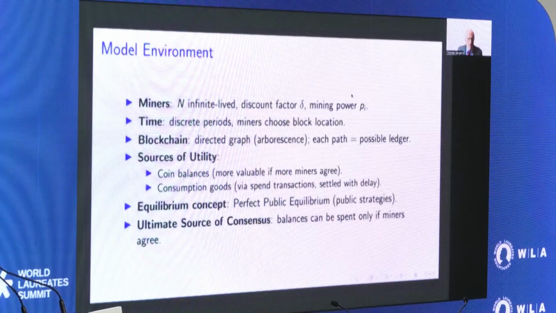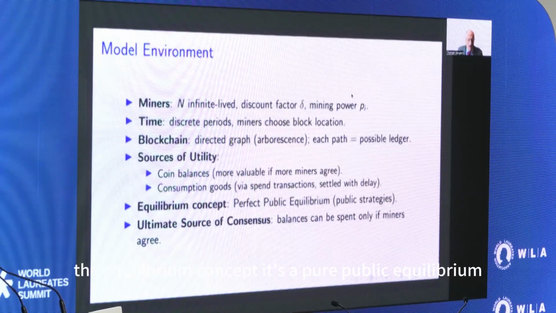And what do the miners care about? They're utility maximizers. They like their coin balances. The more Bitcoin, the better. But who decides their coin balances? The whole Bitcoin blockchain. Coin balances are more valuable if miners agree. If more miners agree, they're more valuable. What you finally get at the end is coins, consumption goods. And you like those if your consumption goods come by spending transactions. Transactions are settled with a delay, not immediately.